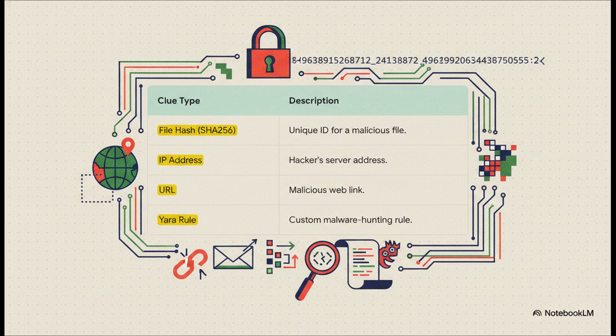Then you've got an IP address, which is the location of the hacker's computer or server on the internet. Next are malicious URLs. Those are the sketchy web links used in phishing attacks or to deliver malware. And finally, you have something a bit more advanced called a Yara rule, which is like a custom-built search query designed to hunt for very specific families of malware.